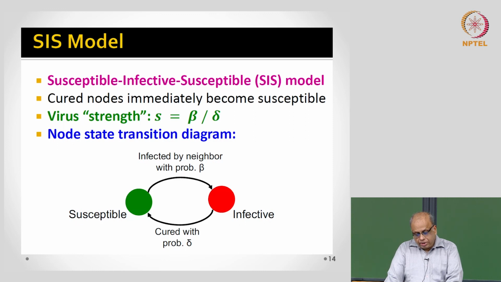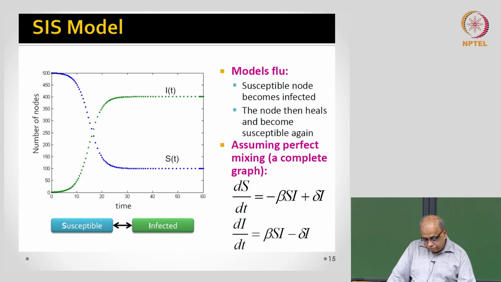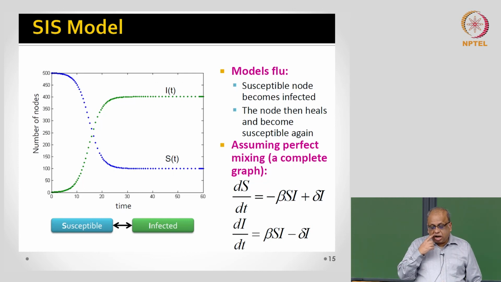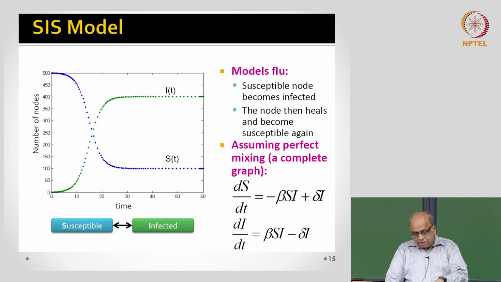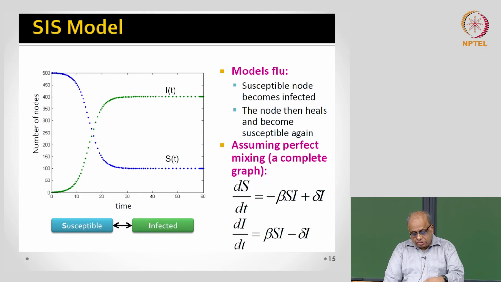So this is the transition diagram for this. Here also you can create a graph for how the disease is spreading. So you have the infected and the susceptible state, and this is a good way. For example, flu is a disease that can come back again and again, so this is a good way of measuring that. Again, assuming perfect mixing, we can have the formulas for dS/dt and dI/dt. Okay.